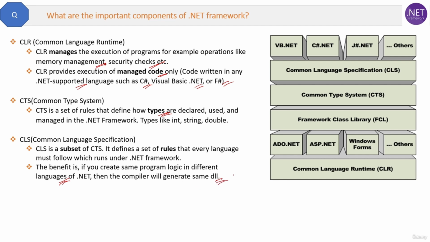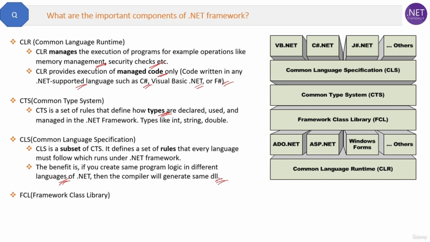Another example is, suppose you created two projects, one in VB.NET and another in C#. Now you want to use one project as a reference in another. Then it will work seamlessly because both languages are .NET Framework supported. And CLS and CTS's job is to make sure that the two language projects can interact with each other. Got it?